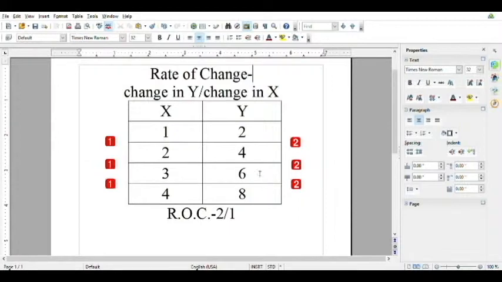Okay, from 2 to 6 is 4, so you put that on top. And then from 1 to 3 is 2. So basically what that would be is 4 over 2, which would in turn simplify down to 2 over 1. Okay, this is the first part of my video. I'm going to go ahead and skip to the next.